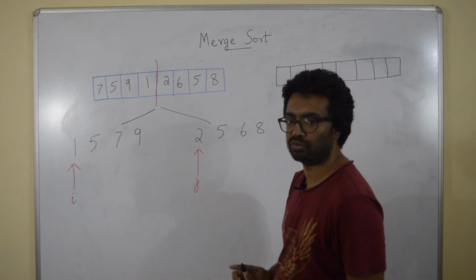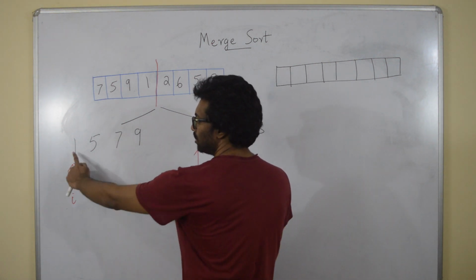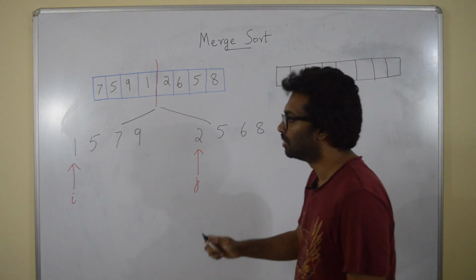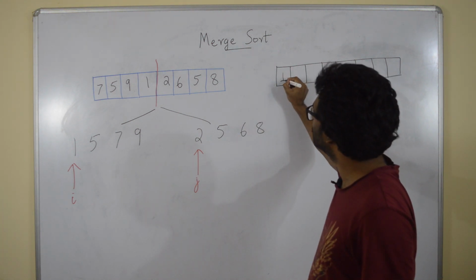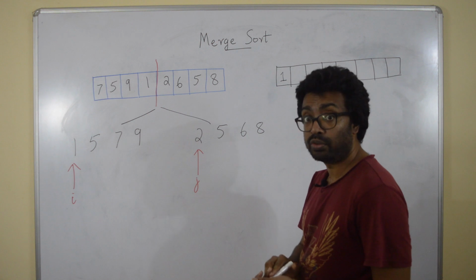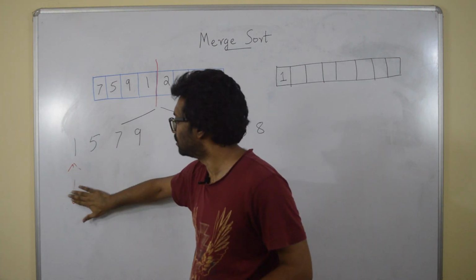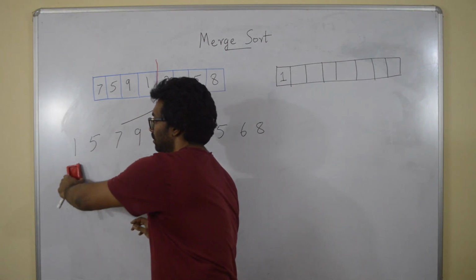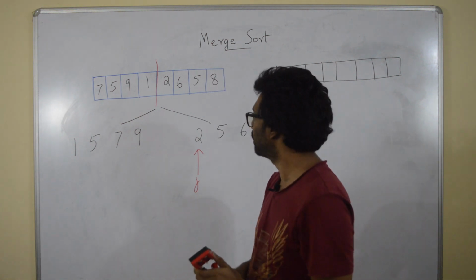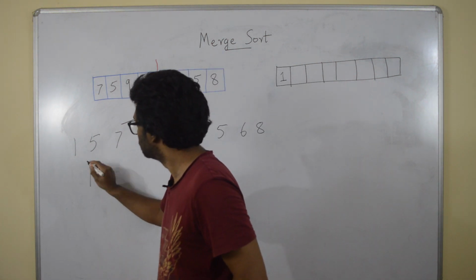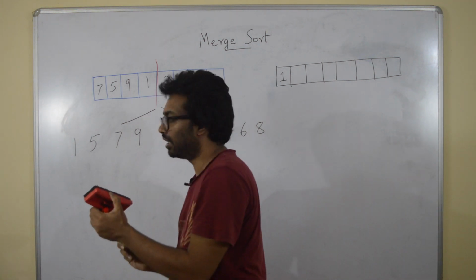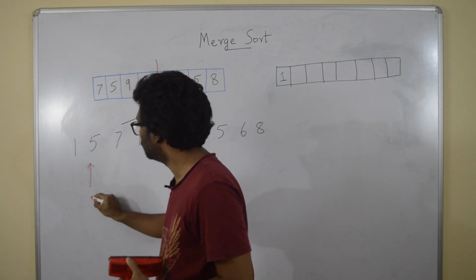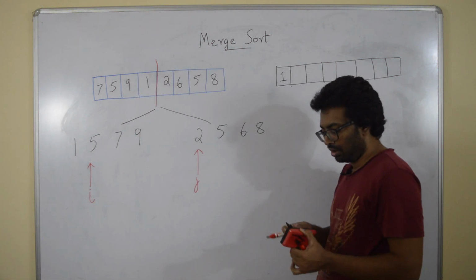And what does it do? First, I'm going to compare a[i] and a[j]. These two numbers we are going to compare. Which is smaller? The smaller is this one, at i. So I'm going to write the smaller value here, 1. Then I shift i one step to the right. I shifted only i. Why did I shift i? Because this was the smaller array element. So now this is my i.